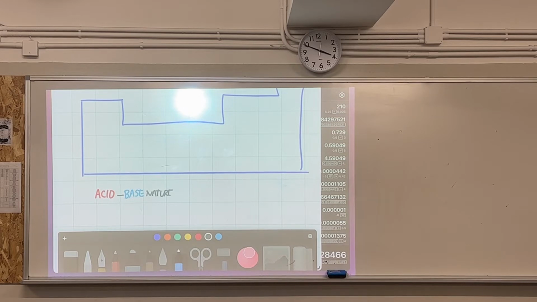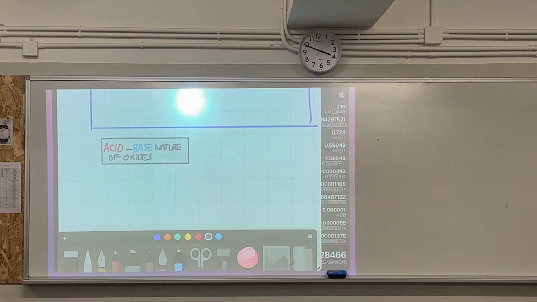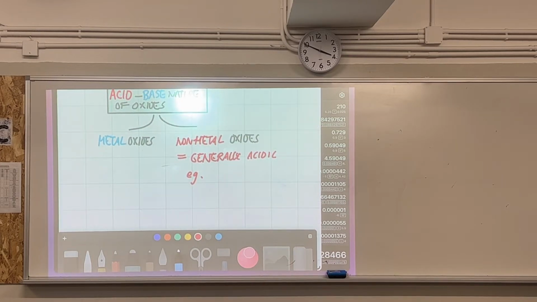Nature of oxides. So we have 2 main types of oxides on the periodic table. We have the metal oxides, which are basic. And we have the non-metal oxides, which are generally acidic. So you can put down generally acidic because there are some exceptions. For example, what are acidic non-metal oxides? We have carbon dioxide, nitrogen dioxide, sulfur dioxide. So these gases are what causes acid rain. Okay?